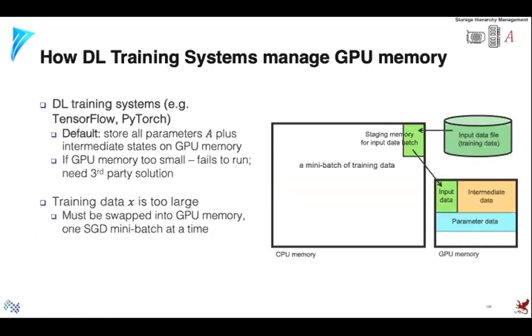So first, a little bit of background. How do most deep learning systems like TensorFlow or PyTorch actually manage the GPU's memory? By default, they're going to try to fit all parameters and intermediate values onto the GPU. So if the model is too large, they're not even going to run. They're just going to crash outright. And that's where you need third-party software or additional tools to manage the memory. As a side note, common sense will tell you that the training data will be too large to fit in any GPU memory, and it's always swapped into GPU memory one stochastic gradient descent mini-batch at a time.